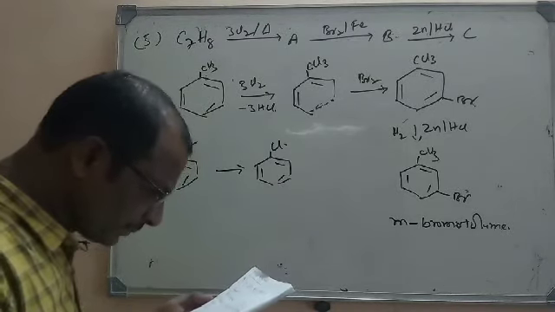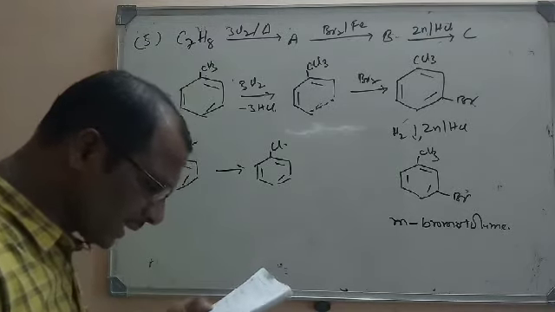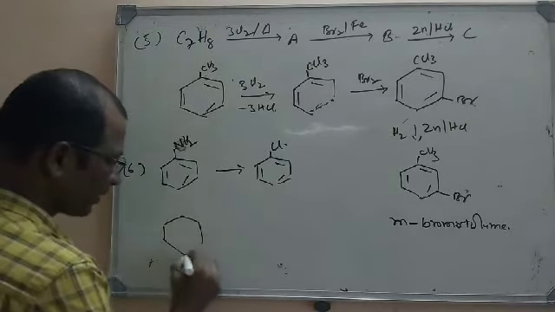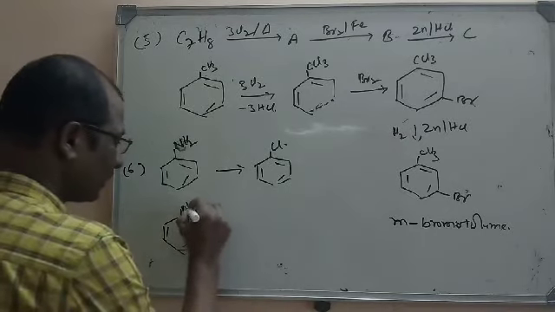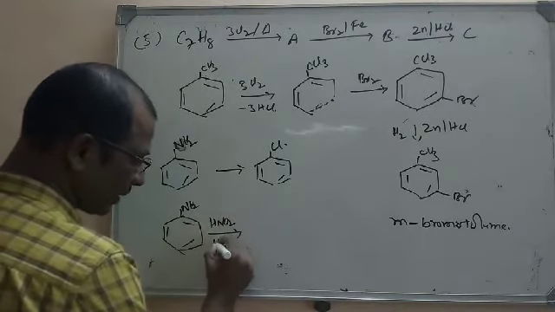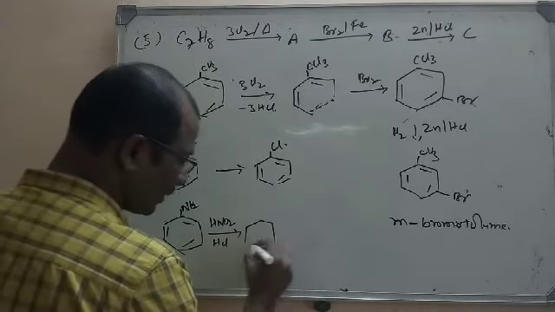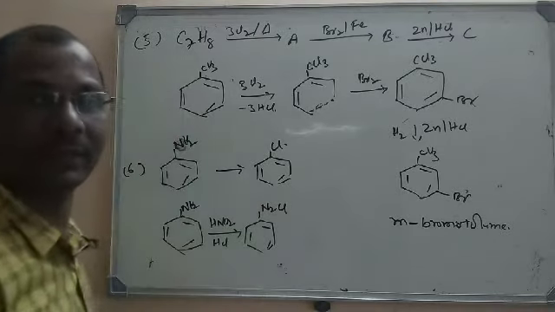If you see here, option D is correct, because here we are treating aniline. We have studied this even in amines. So this is aniline, and treating with HNO2 and HCl, what we are getting is diazotization. So we are going to get a diazonium salt.